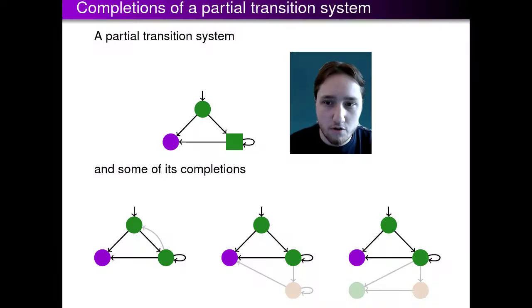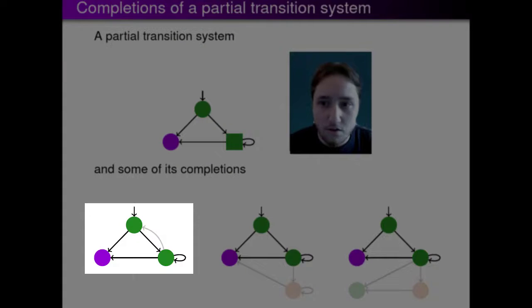To reason about partial transition systems, we consider all possible ways in which it can be completed to an ordinary transition system by adding states and transitions. For example, consider the partial transition system that we discussed earlier. Here are three of its completions.